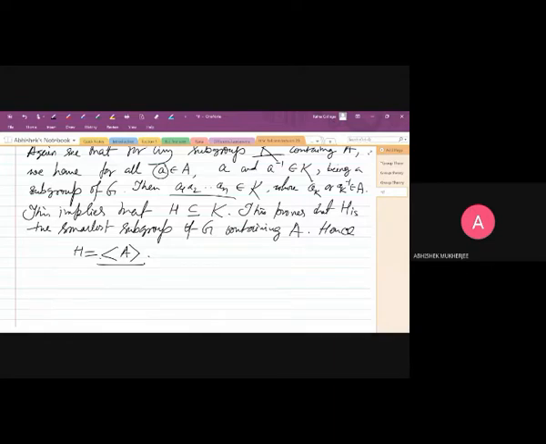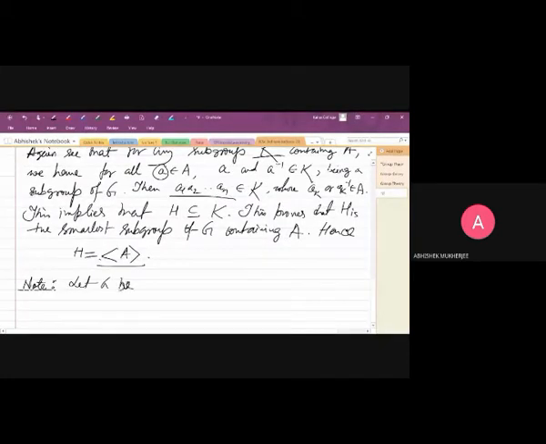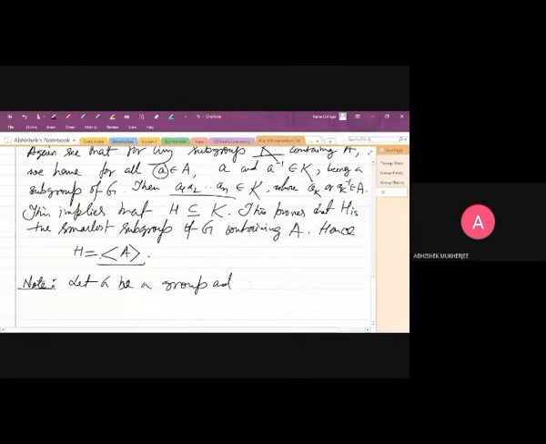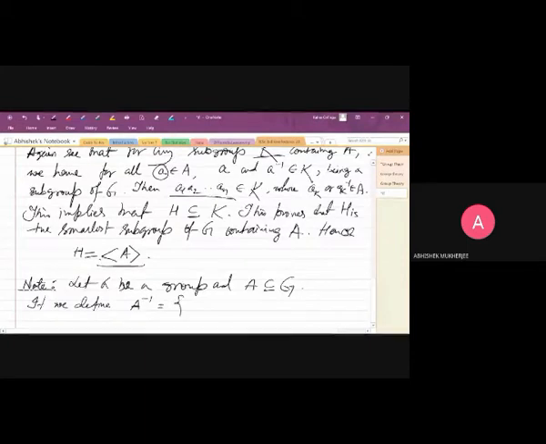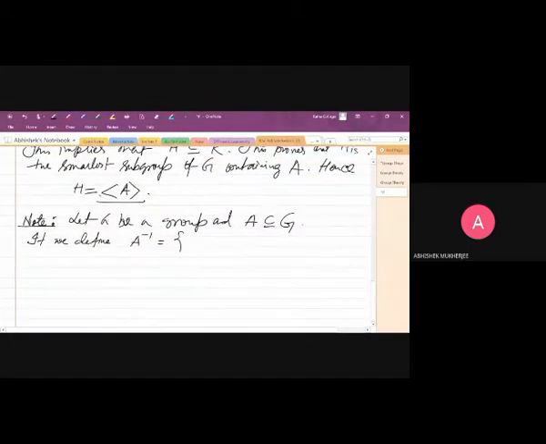Okay, fine. And note that, let G be a group and A a subset of G, be any subset. If we define A inverse, what is that? It contains those elements which are inverses of the elements of A.